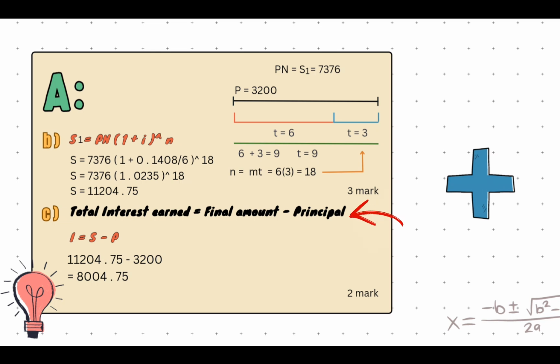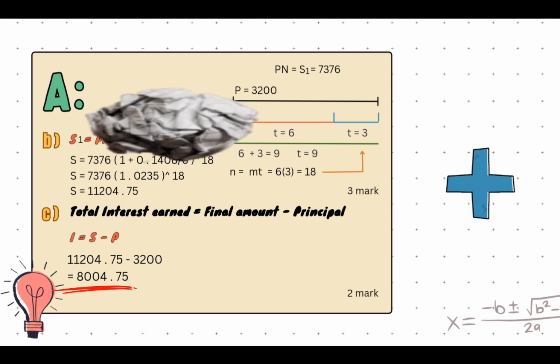Total interest earned. The total interest earned is calculated by subtracting the principal from the final amount. So 11,204 ringgit and 75 cents minus 3,200 ringgit gives a total interest of 8,004 ringgit and 75 cents.